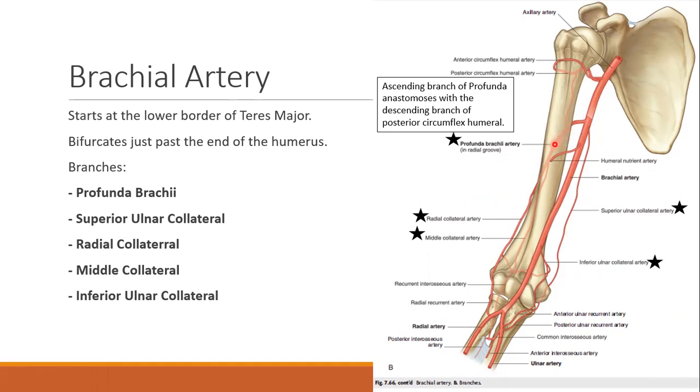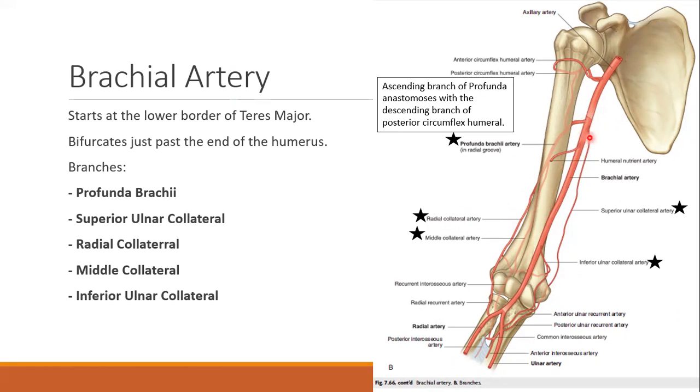Profunda brachii then later, as it's traveling down, splits into the radial collateral artery as well as the middle collateral artery. If you ever see the word collateral, a collateral artery is an artery that's running in the same direction as the main artery here. So your main artery is your brachial artery, and then your radial collateral and middle collateral arteries are running, like their blood is running in the same direction as the brachial artery.